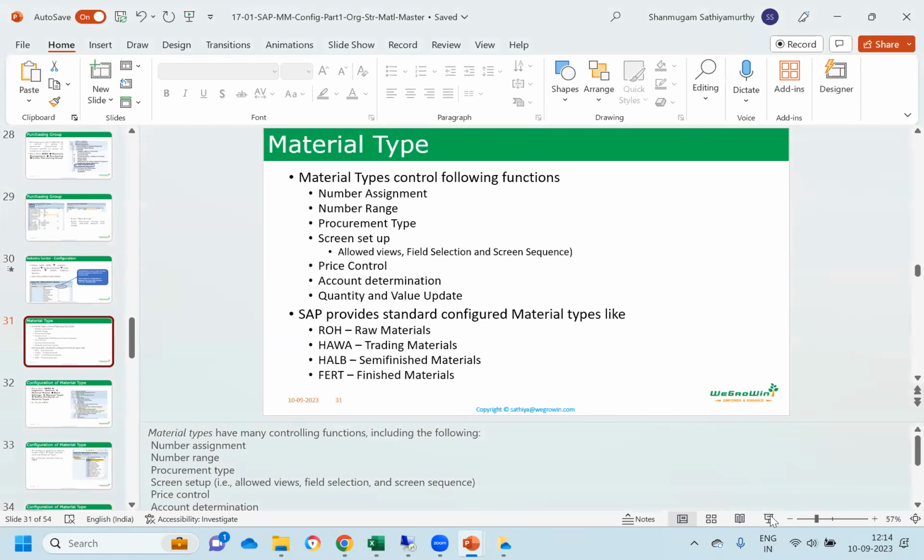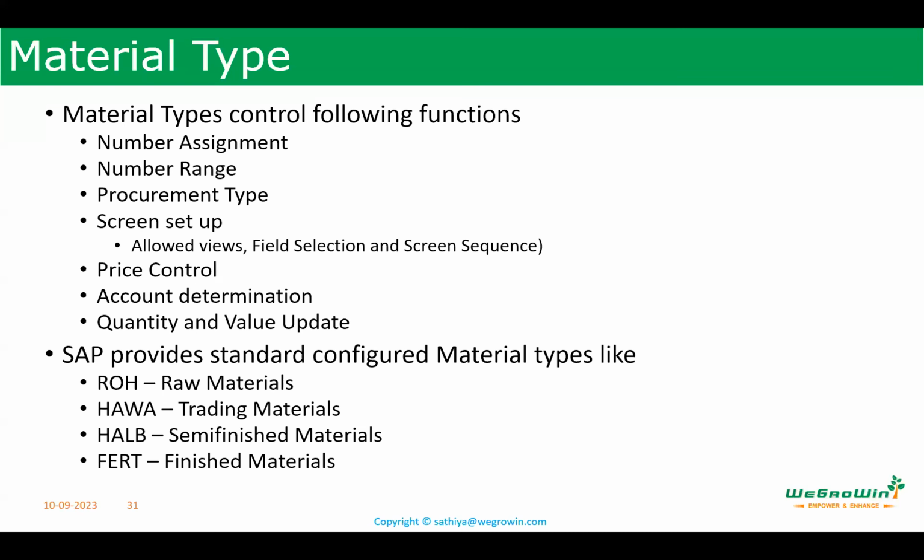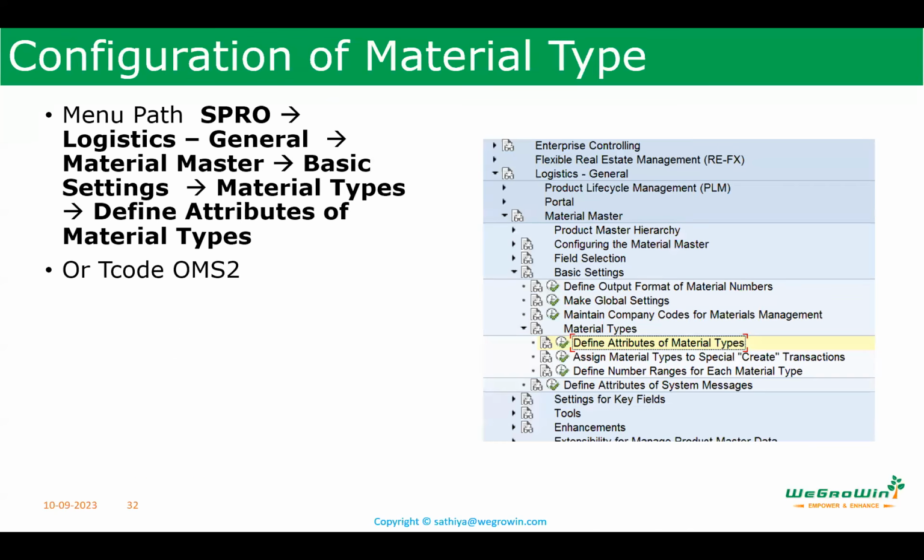So material type, now what we discussed. Material type will be depending on number assignments, number range, procurement type, screen setup, price control, account determination, these things. And how do we define the material type? That is through the configuration here, through OMS2, which is the transaction. Again, this is under logistics general, material master, under the basic settings and the material type.